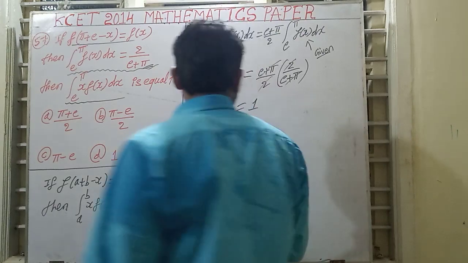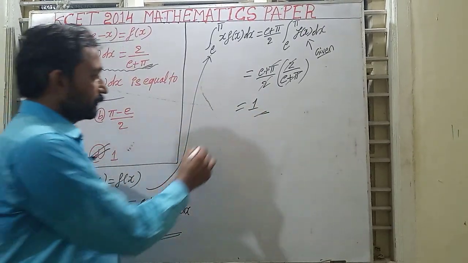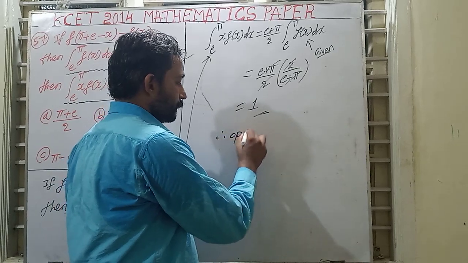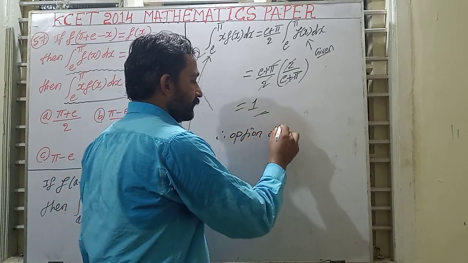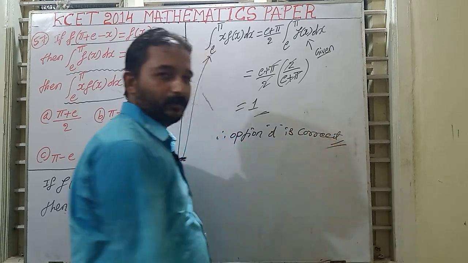So the required answer is 1. Which option is correct? Option D is correct. So this is a moderate problem.